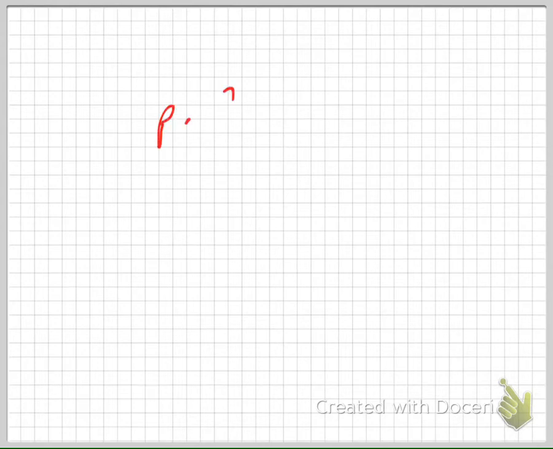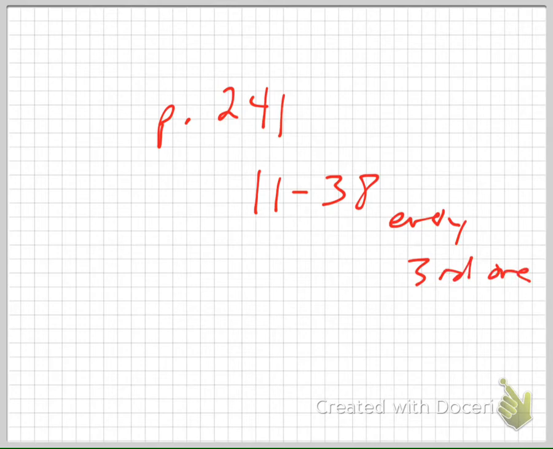I have page 241, 11 through 38. Every third one, which means you're going to do 11, then 14, then 17, then 20, and so on. So it's just every third one. Some of them are going to be in the back of the book. That's fine. I don't care if you use that. The whole point here is that you know how to do this.